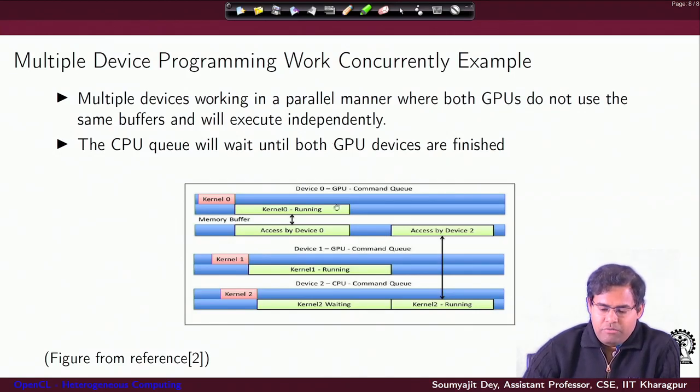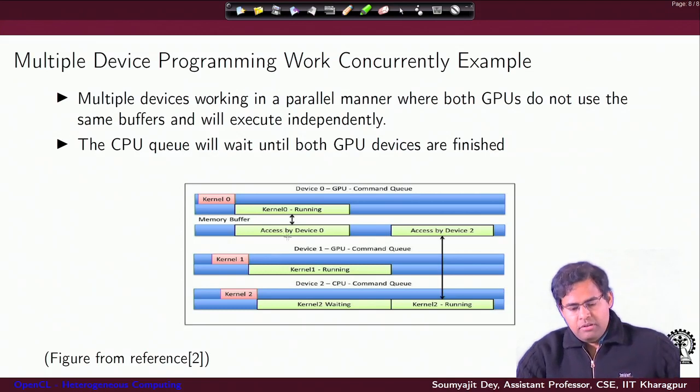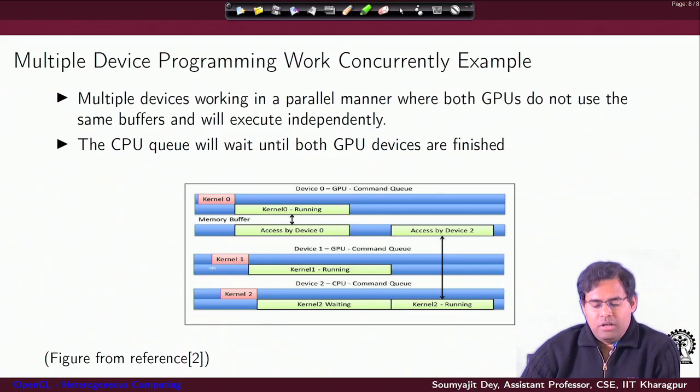The idea is that kernel 0 will execute in device 0 and output something in the memory buffer. In parallel, kernel 0 is executing in device 0, which is the command queue of one GPU, and kernel 1 is executing in some other device, which is device 1, the command queue of another GPU.